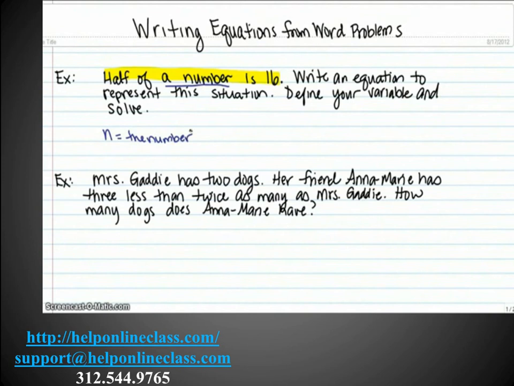Next, we want to write an equation so that we can solve it and find the number that they're talking about. Well, when we read a problem, the word is, and I'm going to put a box around that, usually or always means equal sign. So I'm going to put an equal sign. And then the first part of the statement is the left-hand side of the equation. The next part is the other side of the equation. So clearly 16 needs to go on this side.